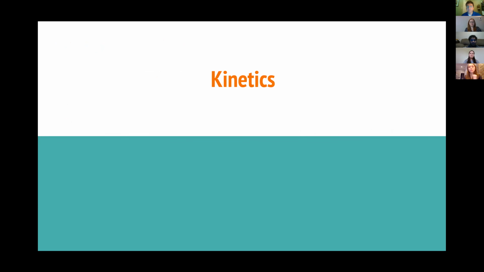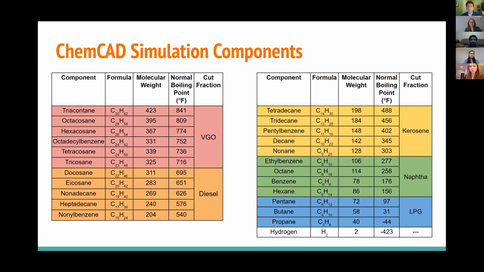So once we had determined the amount of components that we needed, we had to determine the identities of those components. So we pulled straight chain hydrocarbons and a few alkyl benzenes from ChemCAD and compared their boiling point ranges to those of the cut fractions. And then we tried to distribute those as evenly through the cut fraction as we could. You can see here that we have the resulting components for each cut fraction, as well as hydrogen included in the simulation.